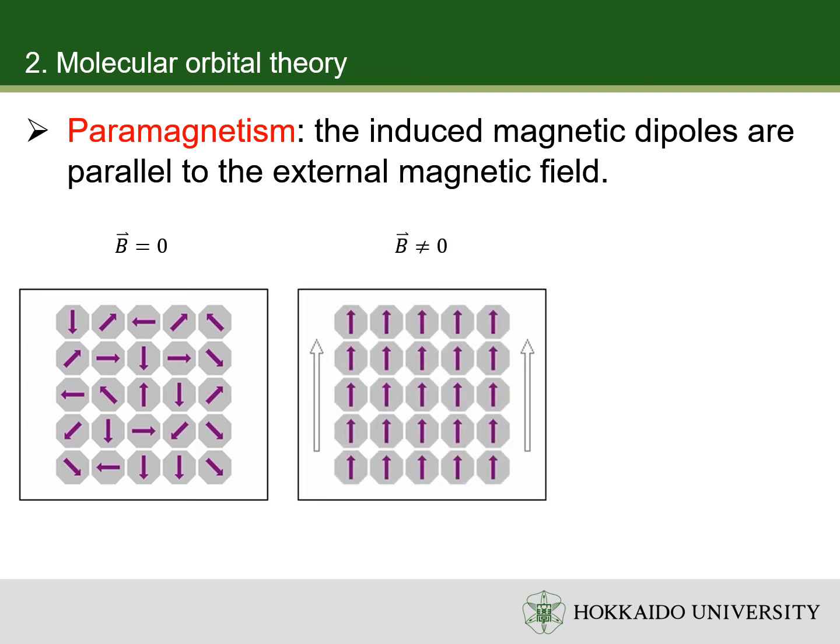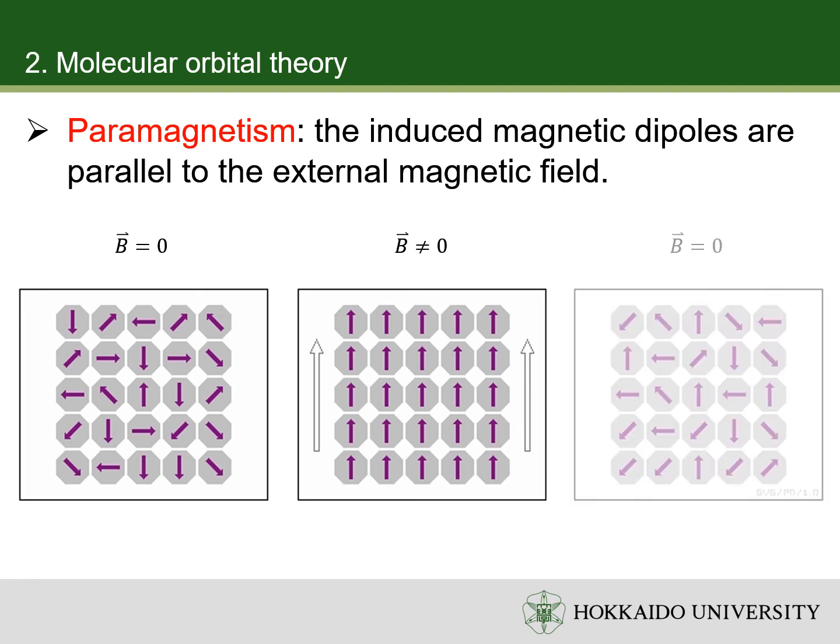When an external magnetic field is applied, the magnetic dipoles are aligned in the direction of the external field like compasses. Therefore, the total magnetic dipole is parallel to the external field. When the external magnetic field is removed, the magnetic dipoles in the matter return to random orientation, and the total magnetic dipole moment becomes zero.